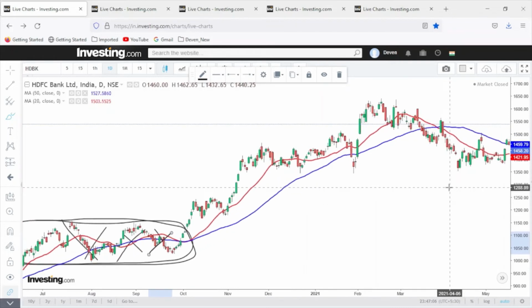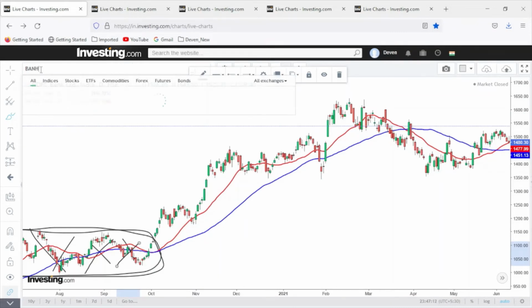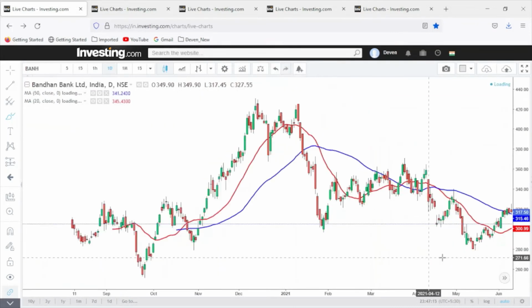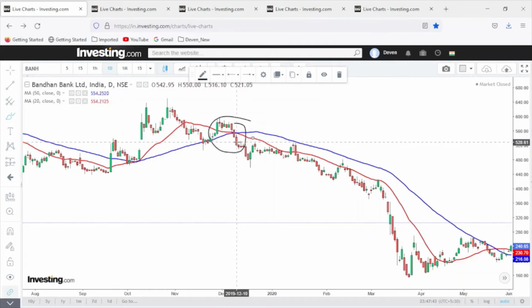So this is how we usually use an EMA. This was for a long position. Now we'll see the bank called Bandhan Bank. This is an example of Bandhan Bank, and after this negative crossover, the stock almost fell from 520, 530 points to 240 points. So this was a very good shorting opportunity. So we can use the EMA or the two EMAs for long as well as short positions.